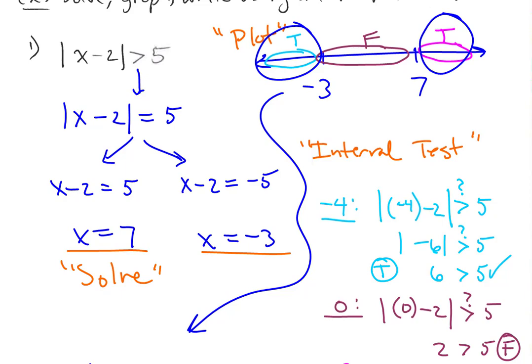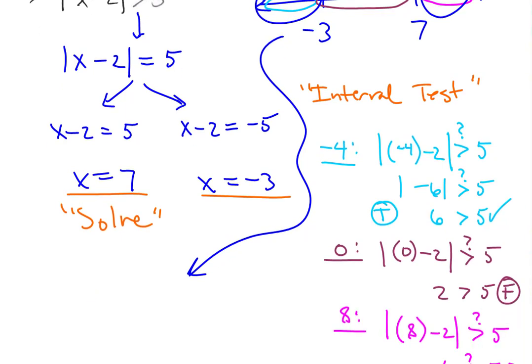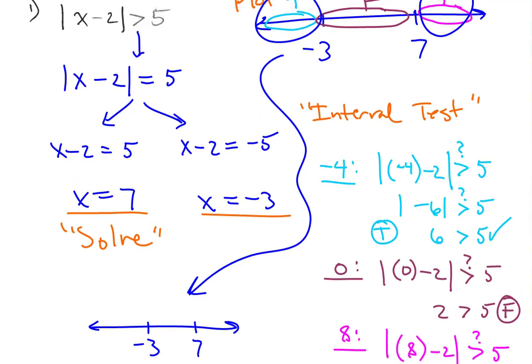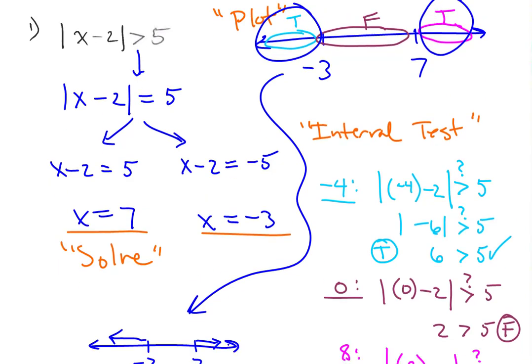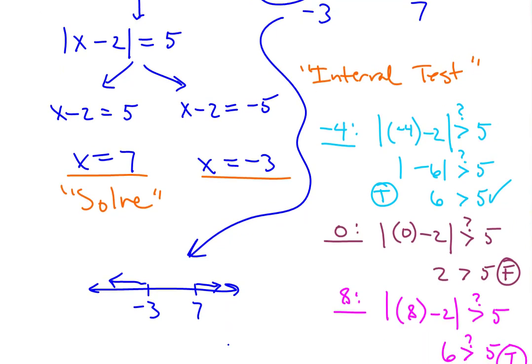So that means for our solution, we're going to draw a number line, put the exact same boundary values on it, so -3 and +7, but then only graph where it's true. So to the left of -3, we'll have an arrow going left, and to the right of 7, we'll have an arrow going to the right. That represents only the places where it was true. In between these two values, in the middle, it was false, so we just don't graph anything there.